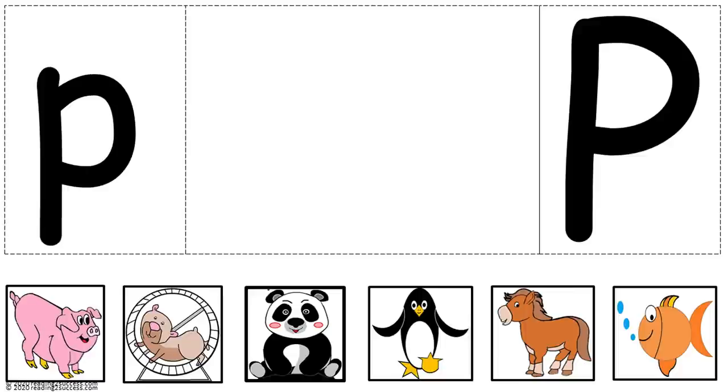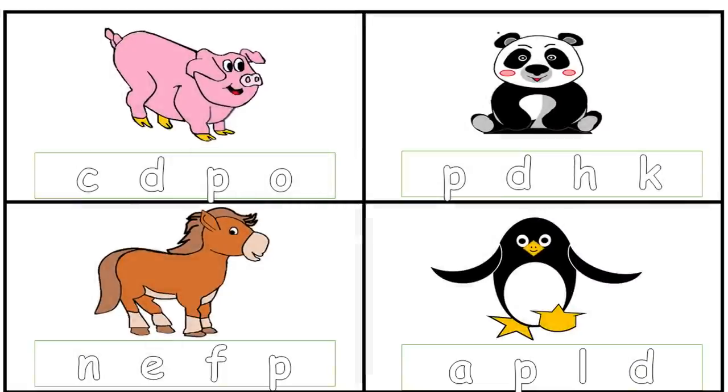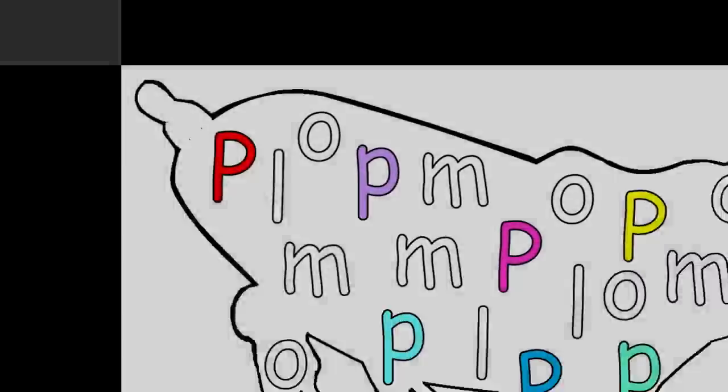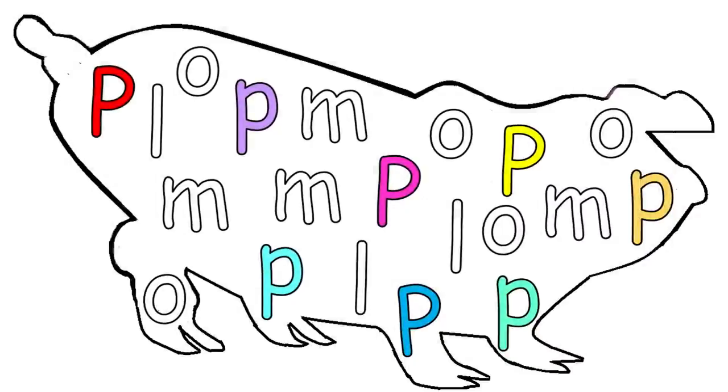This is a template for the P letter booklet, and the link will be listed in the description section. In this letter ID activity, kids need to find the P for each picture and color it in. And this is a completed example. This is a second letter ID activity, and kids have to find all the upper and lower case P's and color them in. This is a completed example.